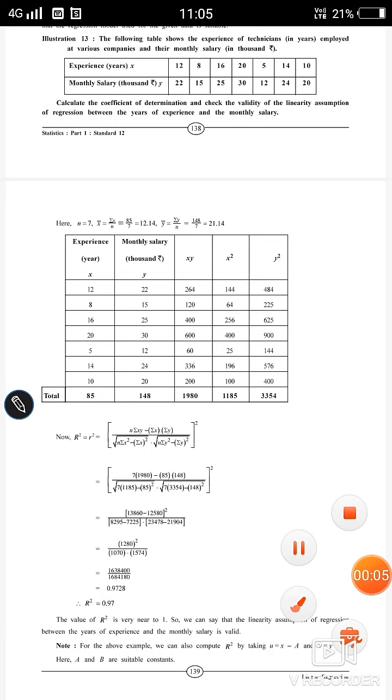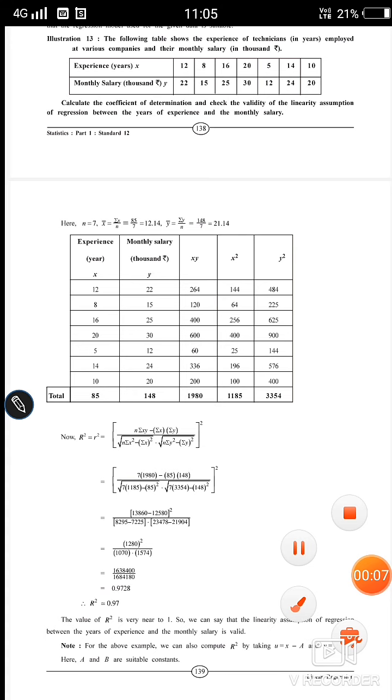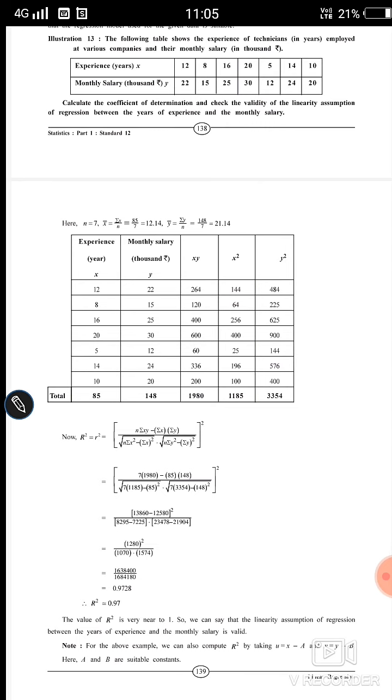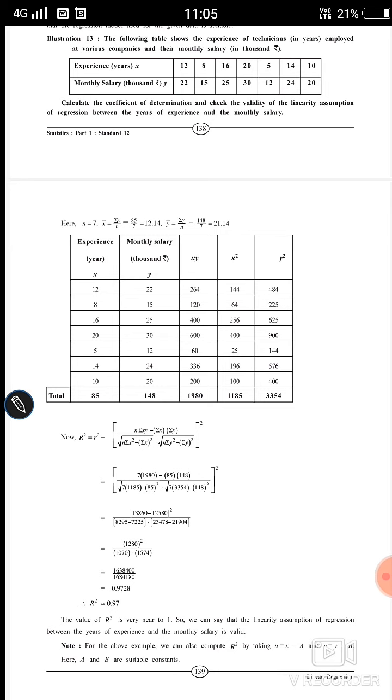Hello students, now in linear correlation, today we will see the coefficient of determination. First of all, coefficient of determination means to check the reliability of functional relationship between two correlated variables. To check the reliability of functional relationship between two correlated variables is called the coefficient of determination.